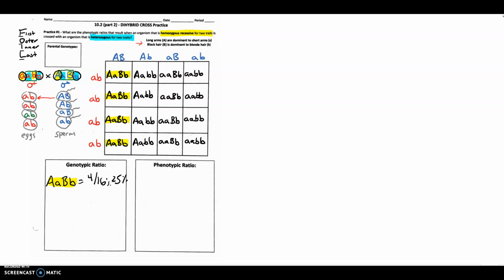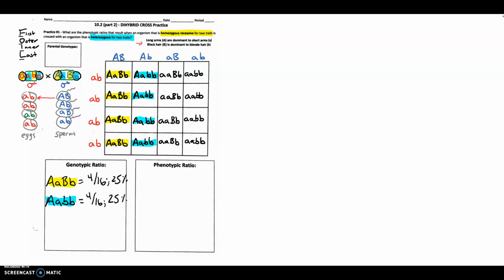Okay, so what's the other genotype that we get? We get big A, little b, little b. And let's highlight that in a different color. So that's heterozygous for the first trait and homozygous recessive for the second trait. That's all of these. So we get 4 out of 16, or 25%.